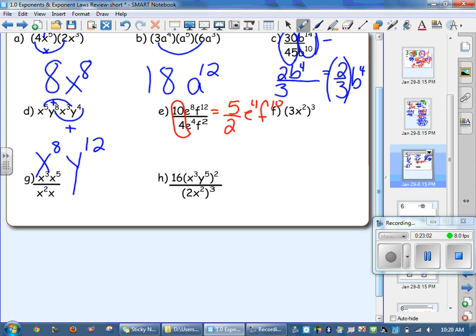On letter F, I've got a hidden 1 exponent on that 3. So now my outside 3 exponent multiplies to all the exponents inside. I will have 3 cubed, x exponent 6. And now I can also solve 3 cubed. 3 cubed is going to become 27. The x to exponent 6 comes down. So now my final answer is 27 x exponent 6.